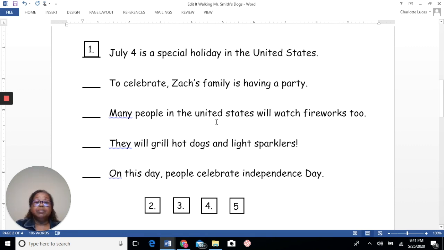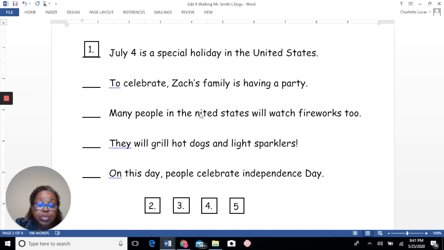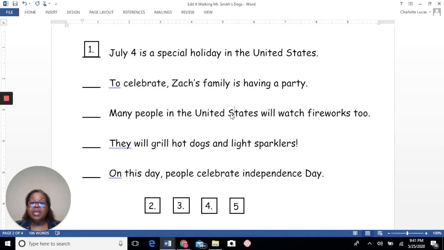Next sentence. Many people in the United States will watch fireworks. Oh, there goes United States again. We have to capitalize United States. It's a place, it's a country. We must capitalize it. They will grill hot dogs and light sparkles. Oh, I have to say that with excitement. They will grill hot dogs and light sparkles! So now I can use my exclamation mark. I think everything in that sentence, there are no names, there are no months, there are no countries. We can leave that one as correct. We'll leave that one alone.